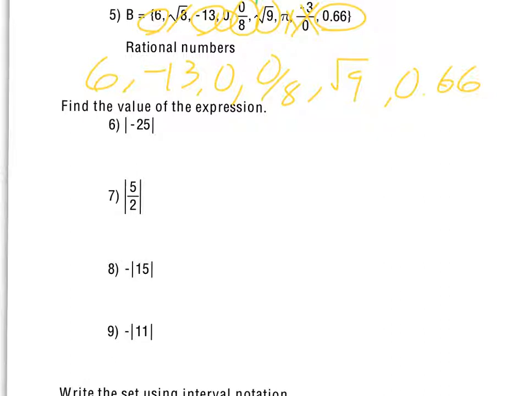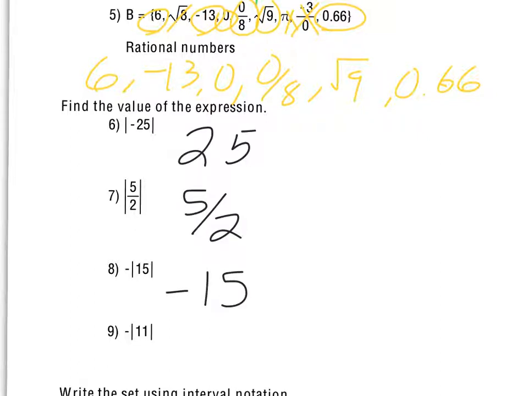For 6, 7, 8, 9, we're doing absolute values. So let's see. We would be doing absolute value of -25 is positive 25. Absolute value of 5 halves is just 5 halves. Here the negative is on the outside, so that's just -15, and then -11. So that's how those turn out.